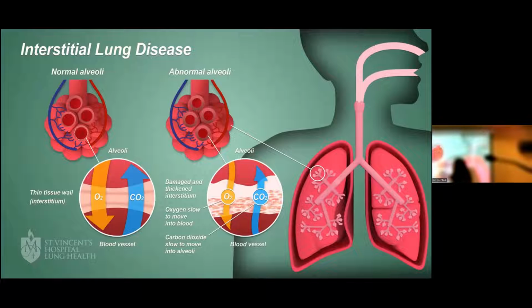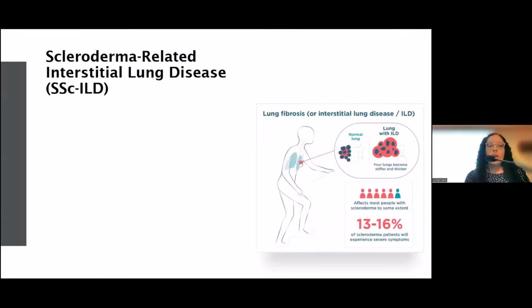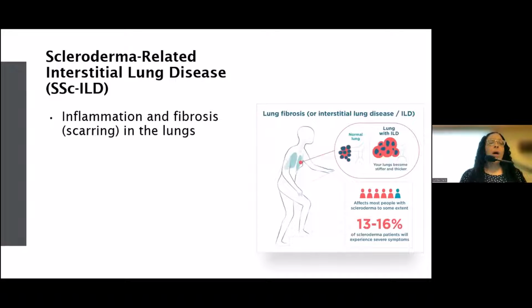If there's a time lag through that gap, the blood doesn't have time to pick up the oxygen. And that's very critical for why people with interstitial lung diseases become short of breath, especially with movement. And that's common really to all interstitial lung diseases where that tissue wall is affected. So specifically scleroderma-related interstitial lung disease, as I said, the lungs can be affected in up to 80% of people with scleroderma.